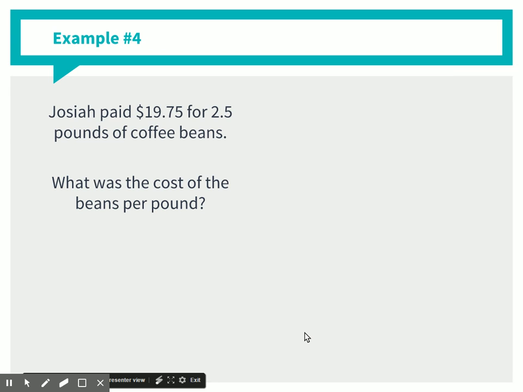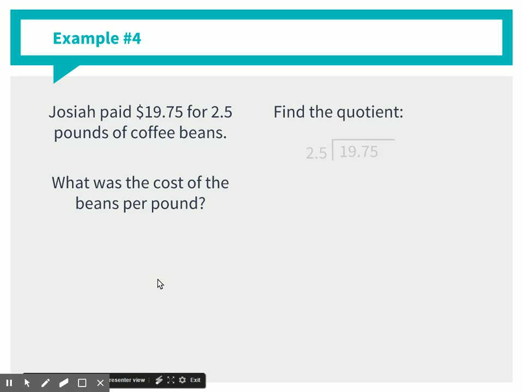And last one. Josiah paid $19.75 for 2.5 pounds of coffee beans. What was the cost of beans per pound? Now we know what the cost was for 2.5 pounds of coffee beans, but the question is asking what's the cost per pound. And whenever they're asking you to find per pound or per dollar or per something, that means you're going to divide so that you can find the unit rate. So that means not when it's 2.5 pounds anymore, but when it's just 1 pound.